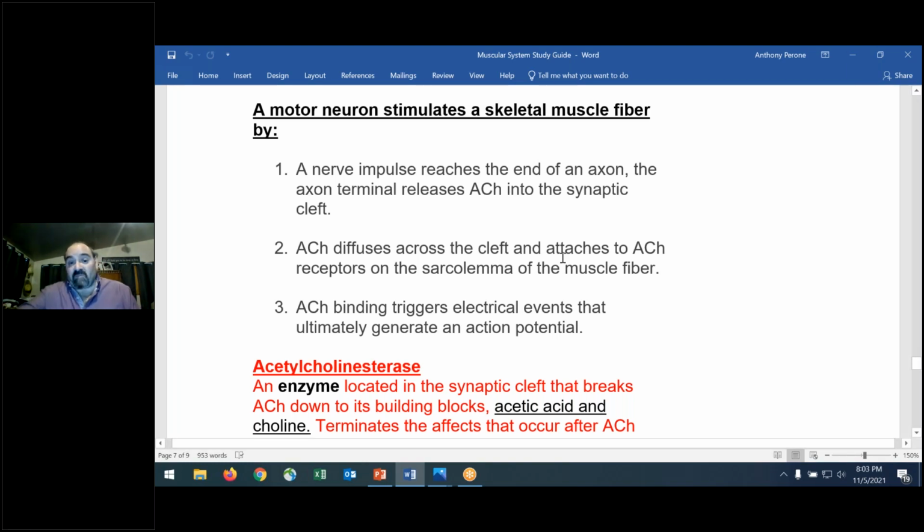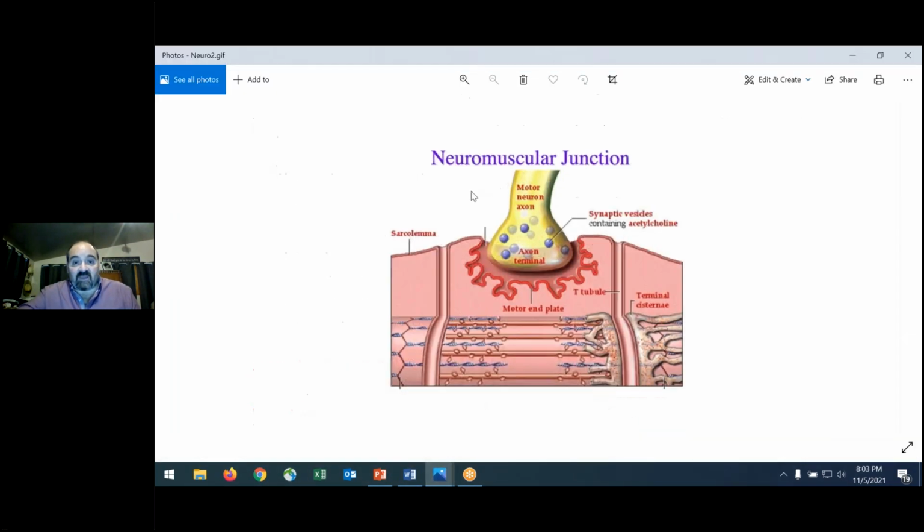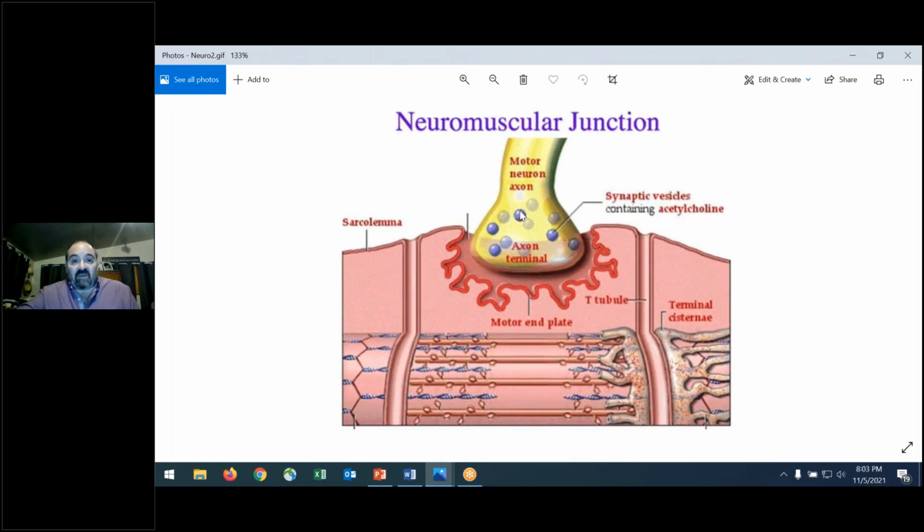On the sarcolemma, on the plasma membrane of the muscle fiber, the acetylcholine binding triggers electrical events that ultimately generate an action potential. So again, coming back to this image here, electrical event, chemical event, electrical event again, action potential, release of acetylcholine, the chemical, and then interaction between that acetylcholine and the receptors, which will create then an electrical event here and transmit along the sarcolemma and the T-tubules.